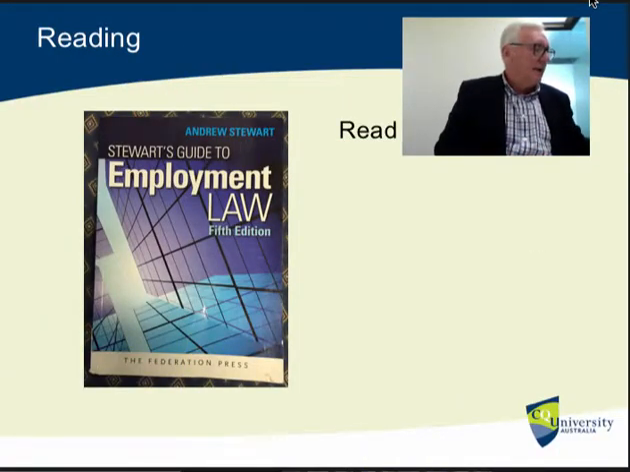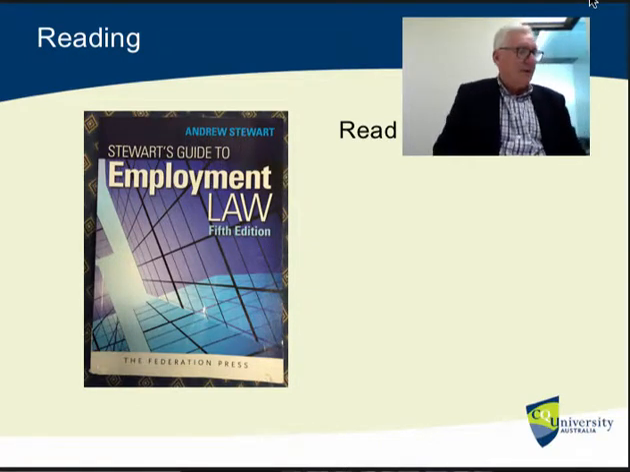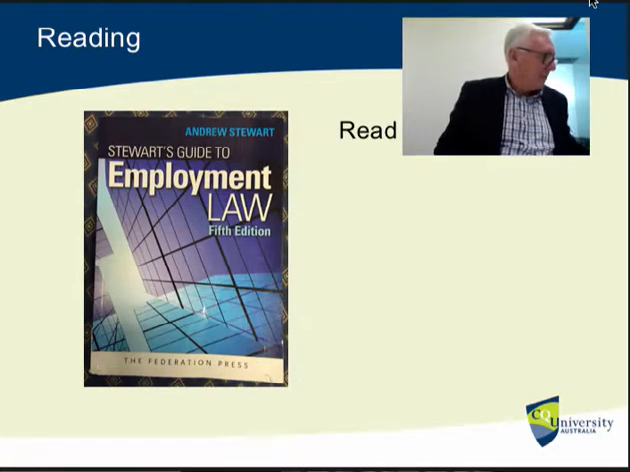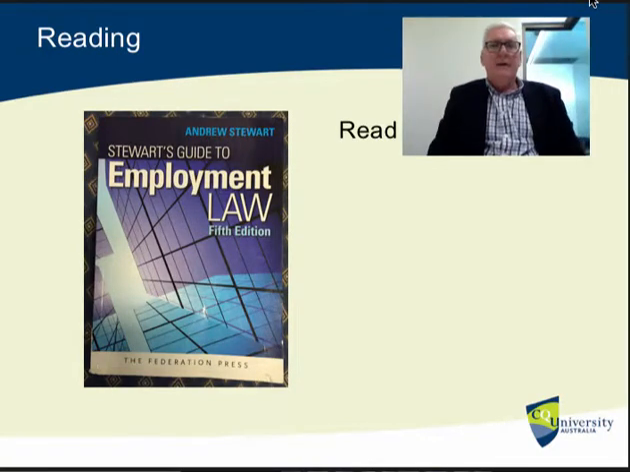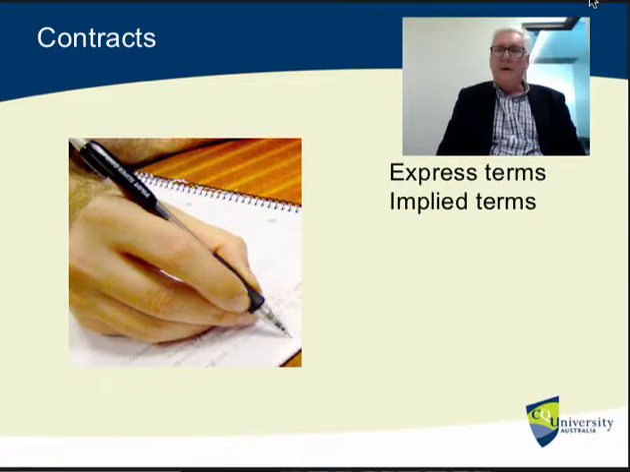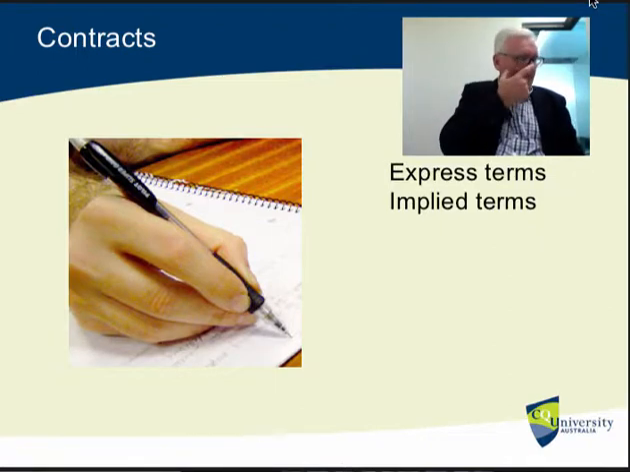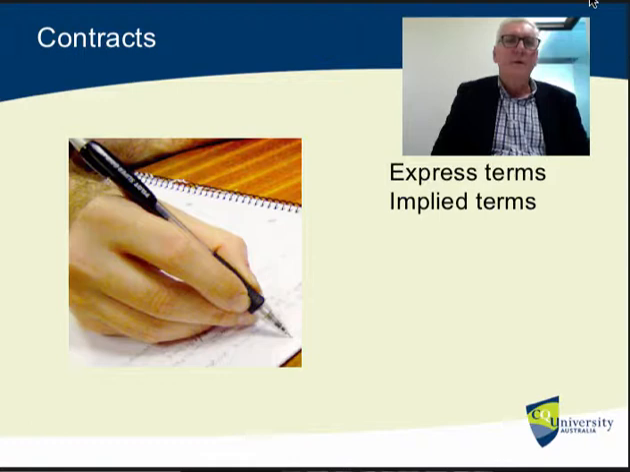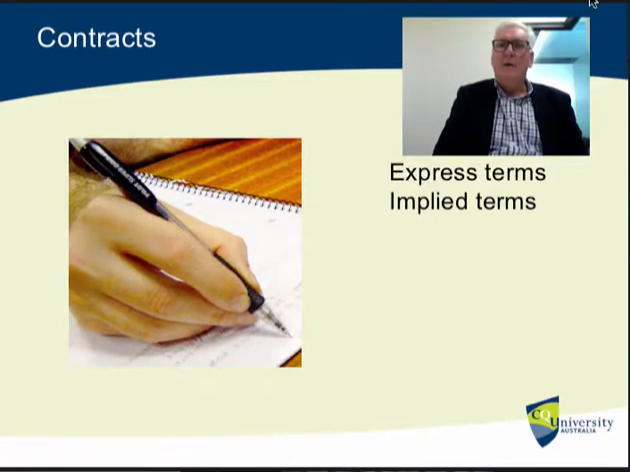So as usual, the main reading is from Stewart's Guide, and I'd like you to start with chapter 12 on control, performance management and discipline. That chapter starts with a conversation around the express and implied terms in a contract. It makes the point that we're talking about duties here which sometimes can be spelled out in a contract if it's very well drafted, but oftentimes we're talking about terms and conditions which are implied in the contract.